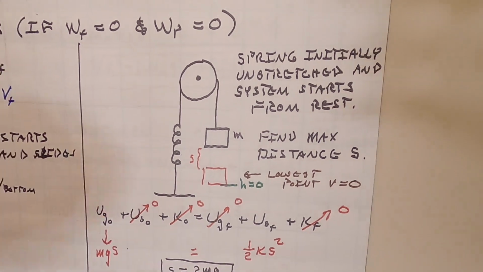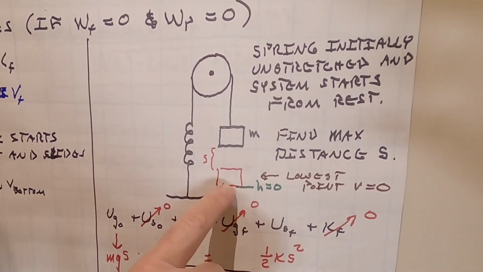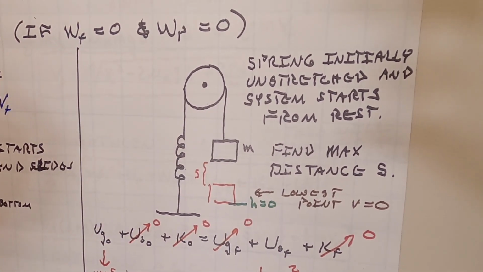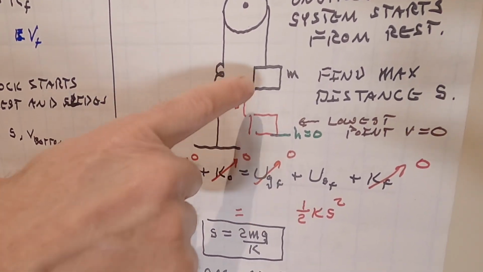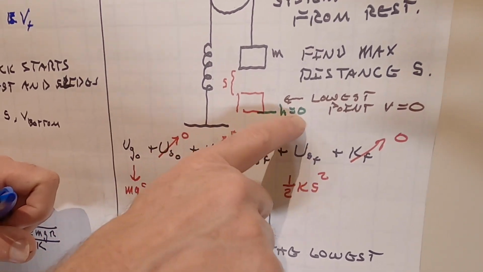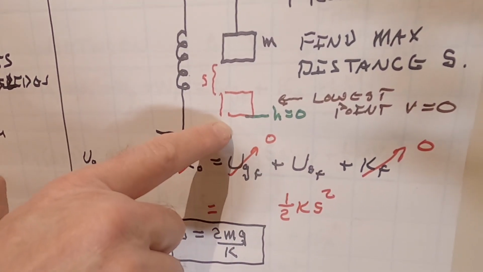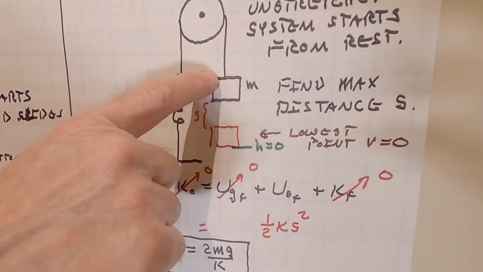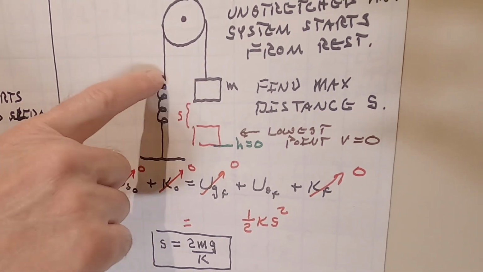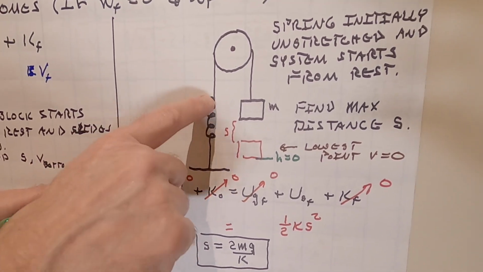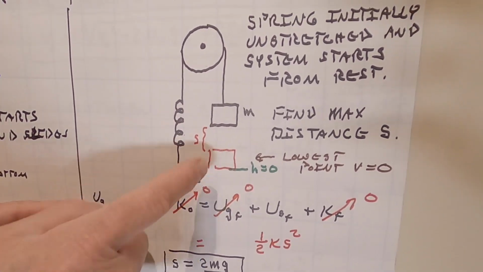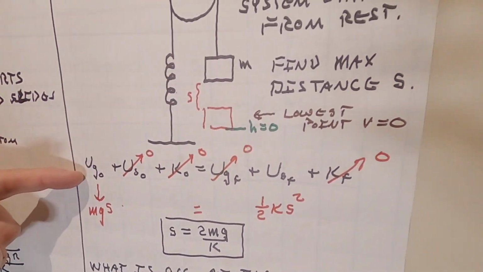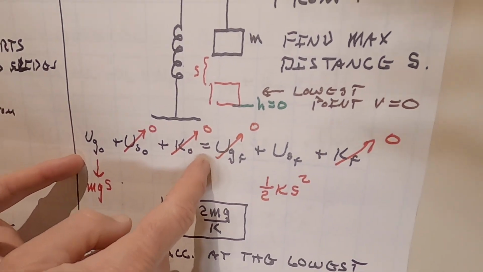Okay. So if that's the lowest he goes, then his speed must be 0. So again, now if we look at the energy between this point and that point, I'm going to call H equals 0 the lowest spot. And so when you're right here, you have no kinetic, you have no spring energy, because we said the spring was originally unstretched. So all we have is potential energy, mg times your height, which is S. So there's all my original energy.